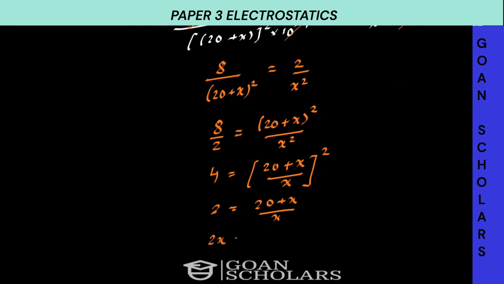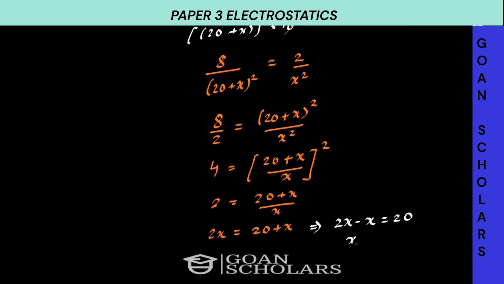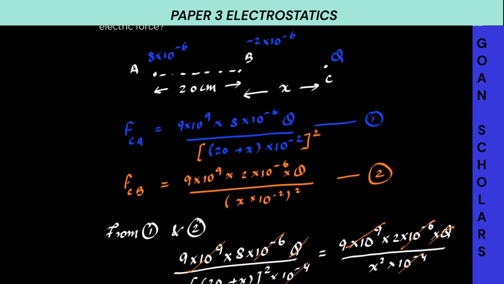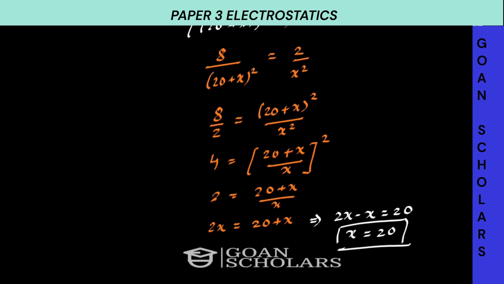Let's now cross multiply. So this will be 2x is equal to 20 plus x, and taking x on the left hand side, it will become 2x minus x is equal to 20. And 2x minus x is how much? It is x. So x is equal to 20 centimeter. So our correct answer here is 20 centimeter for question number 6. Let's move to question number 7 now.